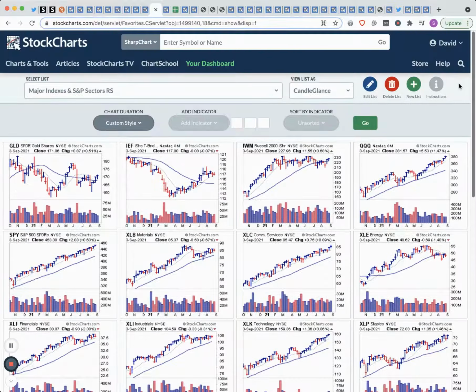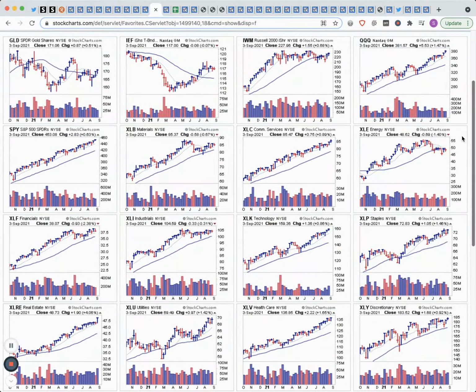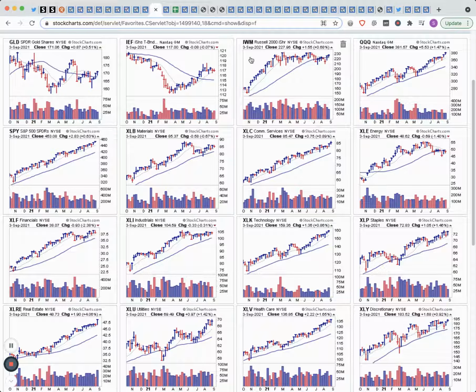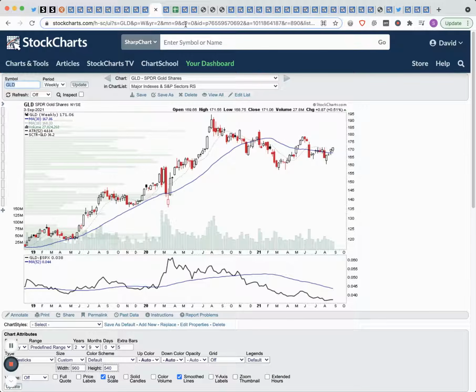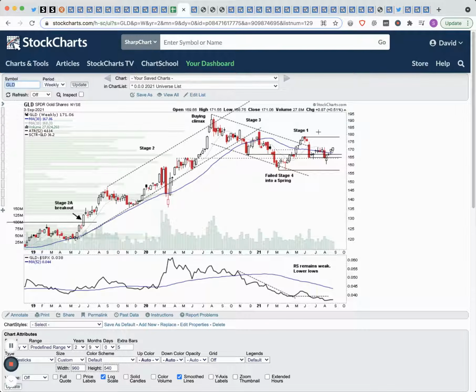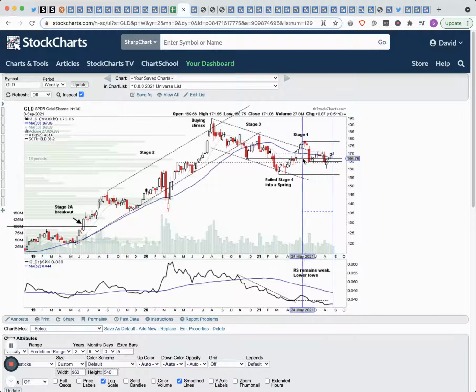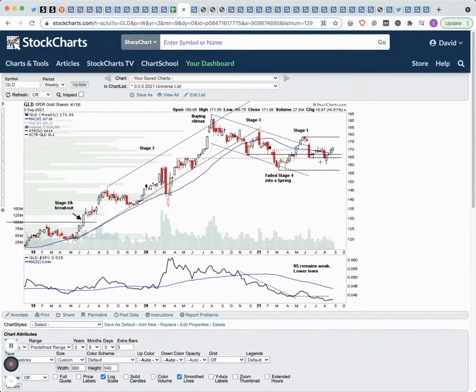So this is the individual sectors and major indexes. So we have gold, treasury bonds here. As you can see, this is forming a stage 1 base. So we're going to gold quickly. You can see I've got a better chart of gold further over here. Gold itself has been forming a stage 1 base for a couple of months now, 14 weeks now. So a 3-month stage 1 base.